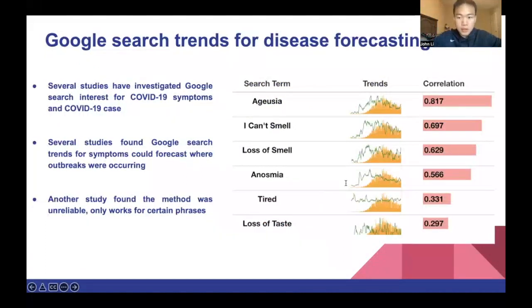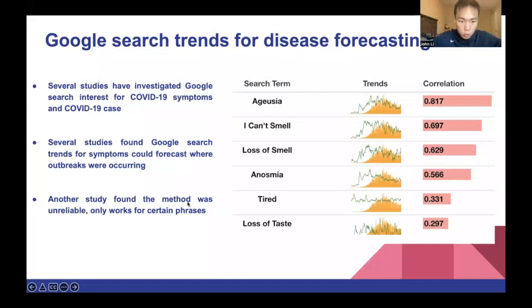So there were already studies that investigated the relationship between Google search interest for COVID-19 symptoms and the actual COVID cases. Some studies found that the Google search trend could be really effective to forecast the outbreak of the pandemic. On the other hand, some studies found that the method was unreliable and it only works for certain phrases.